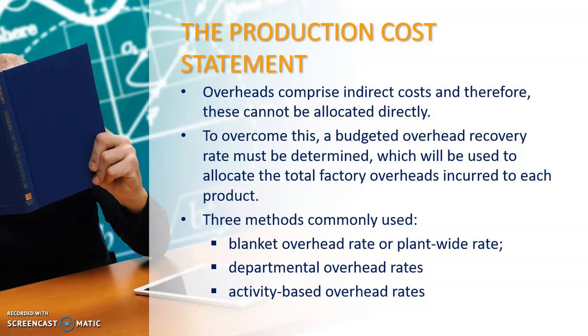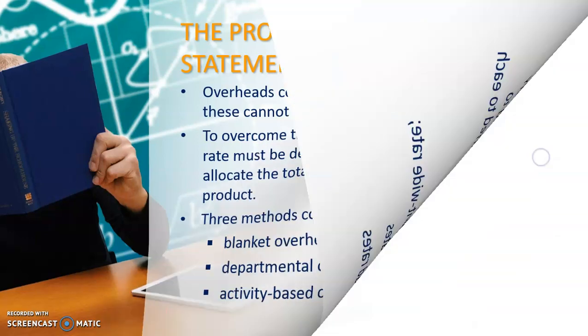So there's 3 ways in which you can do this. You can use a blanket wide rate, which is the easiest one, but it's the most inaccurate one. A departmental overhead rate and an activity-based overhead rate. Okay, departmental one gets a bit more specific, with regards to the department in which the product actually passes through. So each department will have its own overhead rates, and activity-based rate will basically just look at the activities that make up the assembly and the production of the product, and getting an overhead recovery rate based on that. Okay.